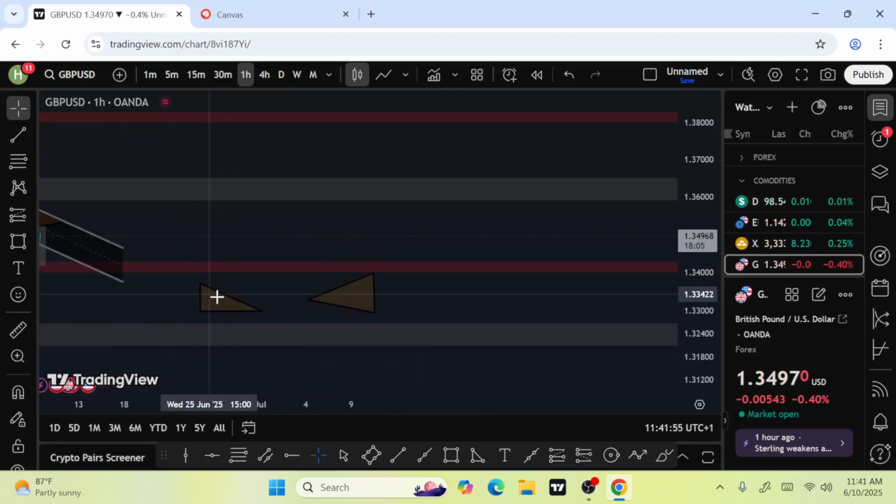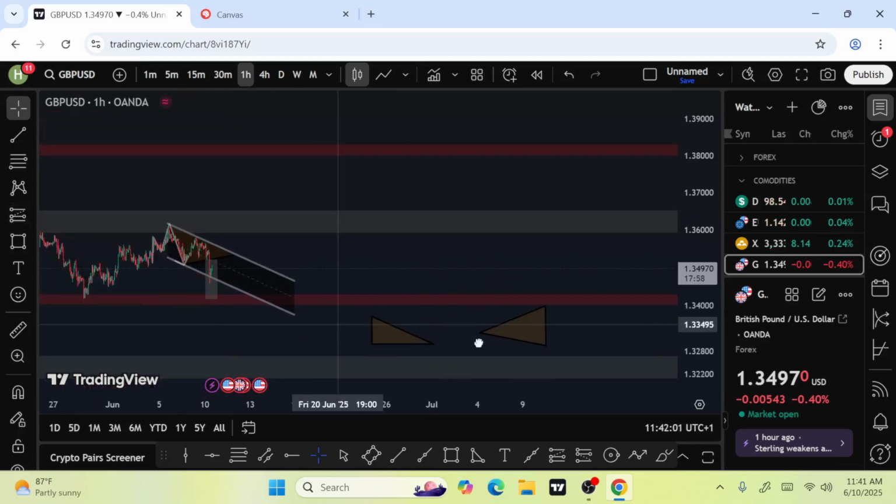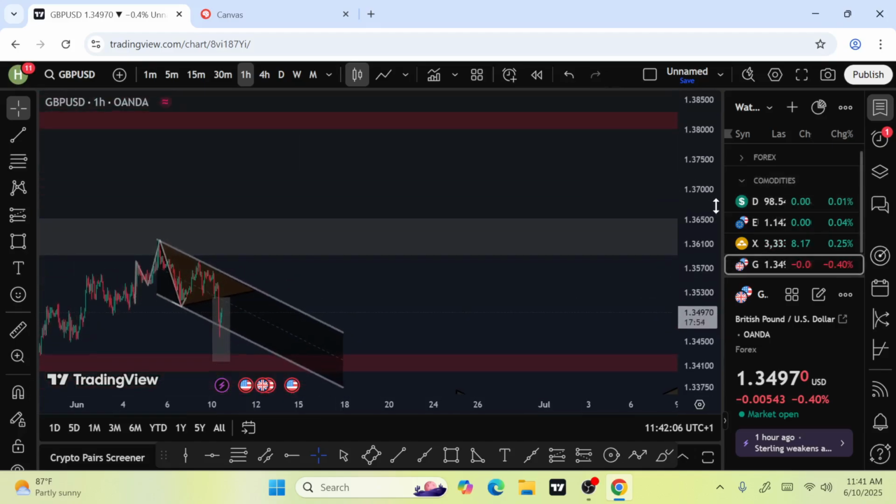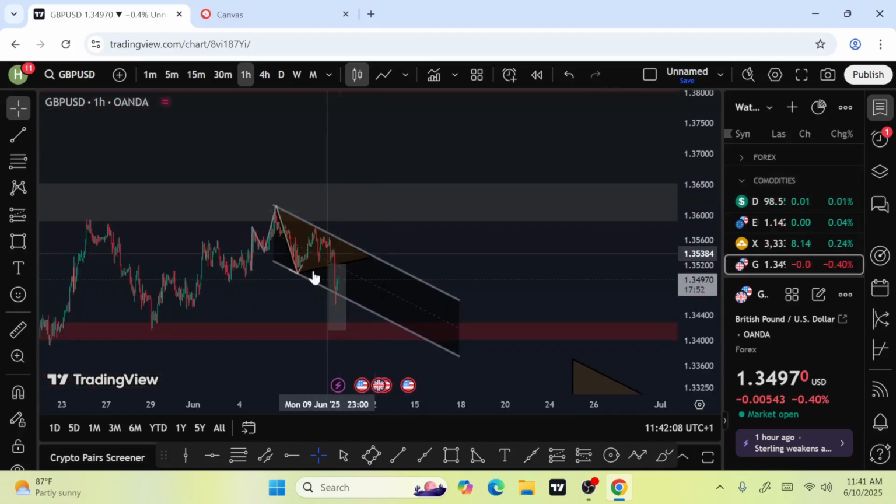Do you remember all this triangle that we did then? Descending, expanding triangle, I've cleared the remaining ones. That's right. So which triangle are we going to call this? Symmetrical triangle. And the breakout happened where? To the downside. Be rest assured that this thing is still coming all the way down to this point.